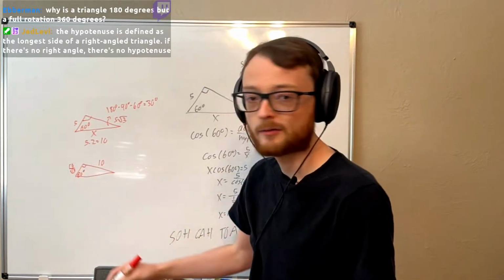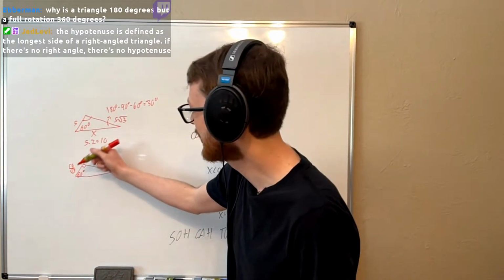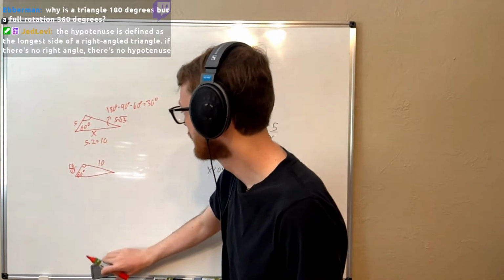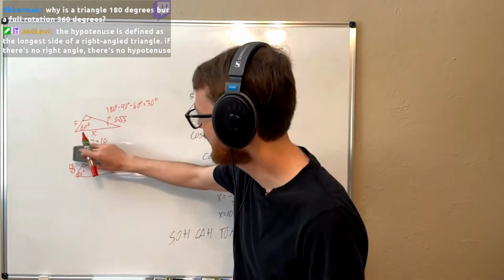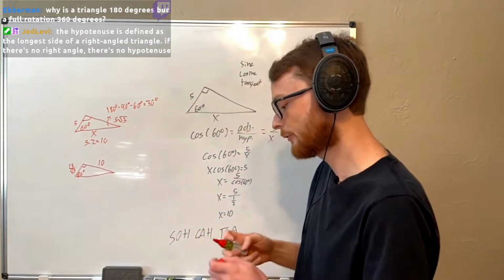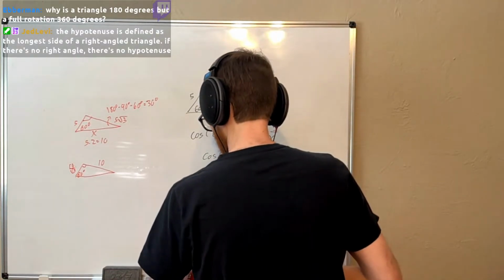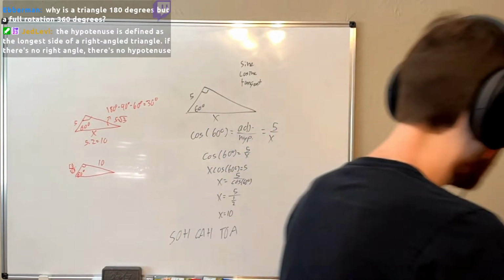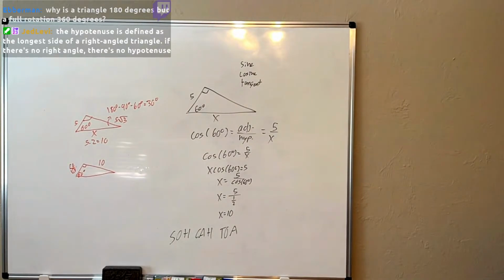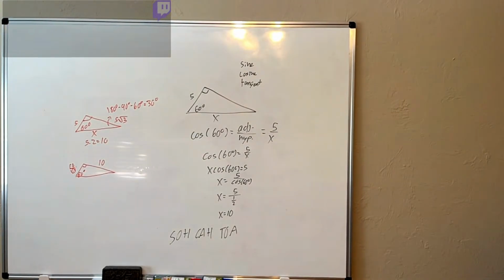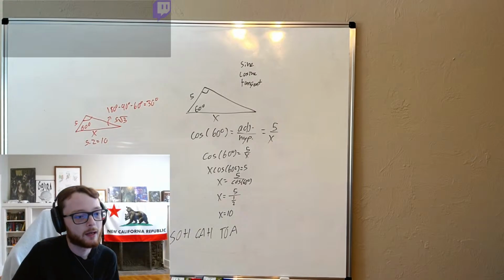And technically, teachers don't want you to have a square root in the denominator. I won't go into it unless you ask, but there's a way that you can rationalize the denominator, they call it. And if it's not a right triangle, there is no hypotenuse.